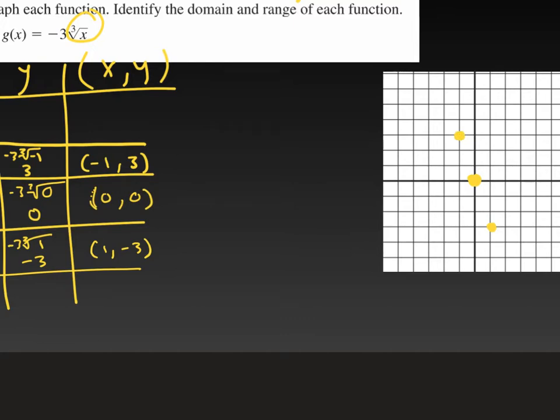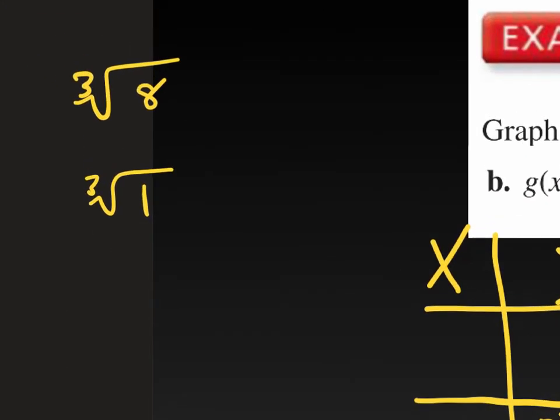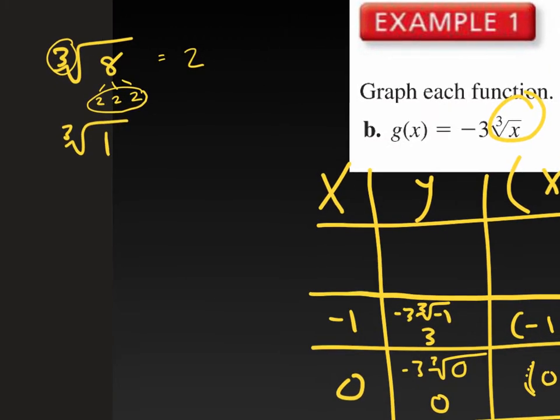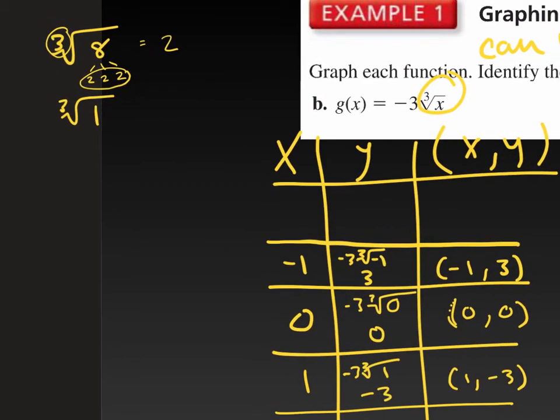Let's plug in one more point on each side. Casey, what was a good one that you said? 8. 8 is great because it gives us 2, 2, and 2. We're circling groups of 3, so we would circle all 3 of our 2s. And what would our answer be for the cubed root of 8? 2. So the cubed root of 8 works perfectly because it gives us a nice whole number.